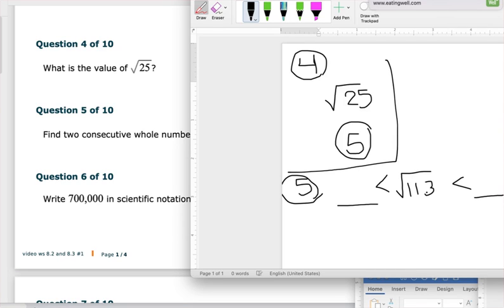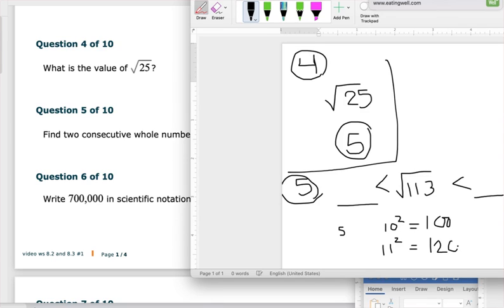Now I'm going to come back and use my knowledge of squares. I know that 5 squared is 25. 6 squared is 36. 7 squared, I could keep on going. But I know that 10 squared is 100, and I know that 11 squared is 121.